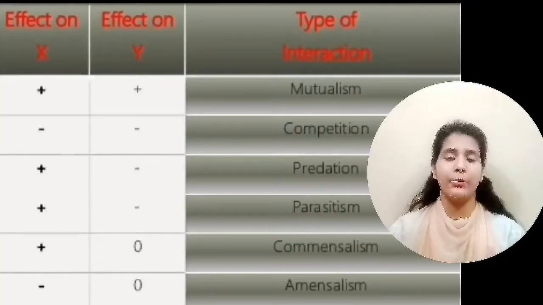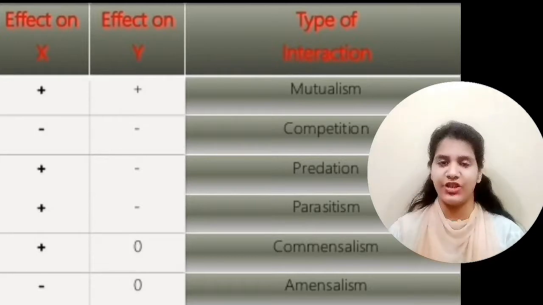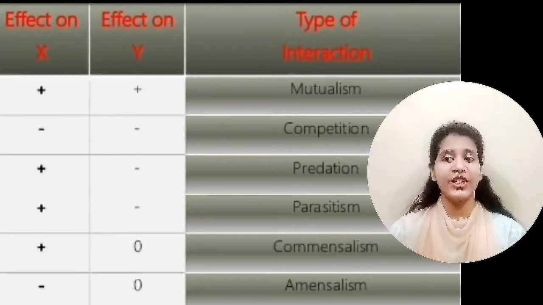When populations of different species interact, the effect of one on the other may be positive, negative or neutral. Three of these combinations, plus-plus, plus-minus and minus-minus, are subdivided, resulting in several types of important interactions and relationships. So let's discuss each relationship and interaction one by one.